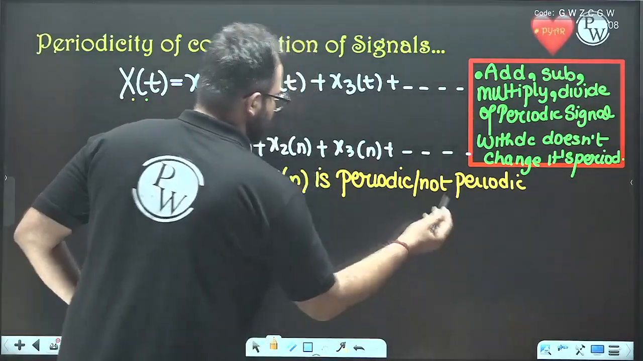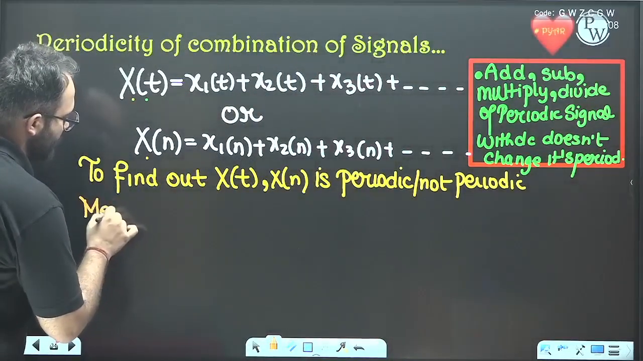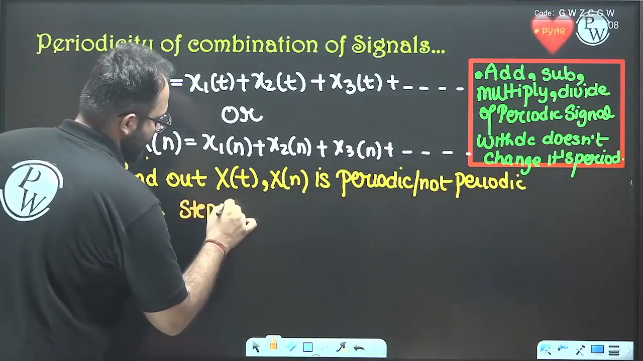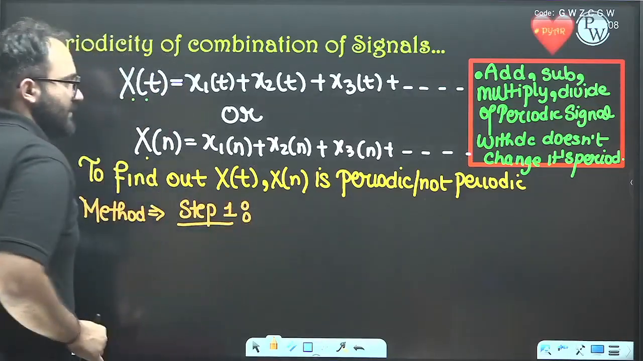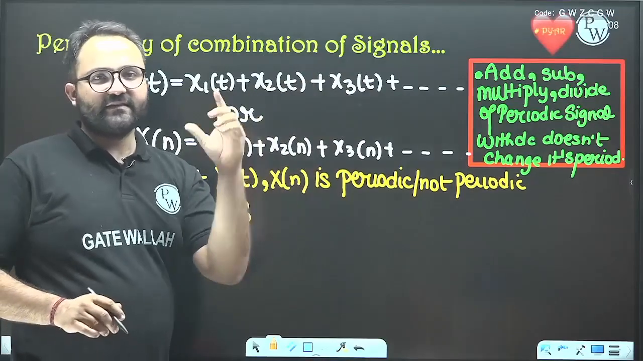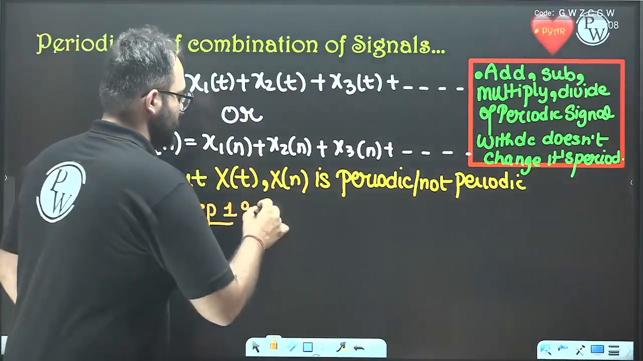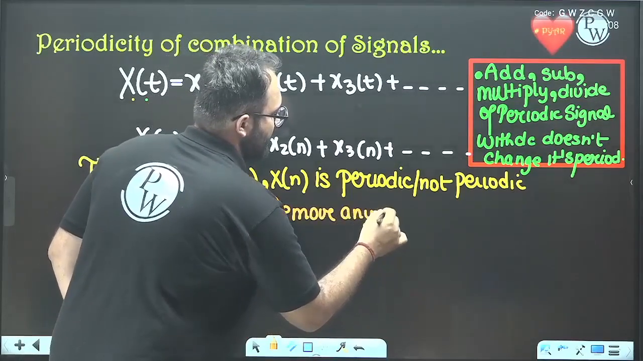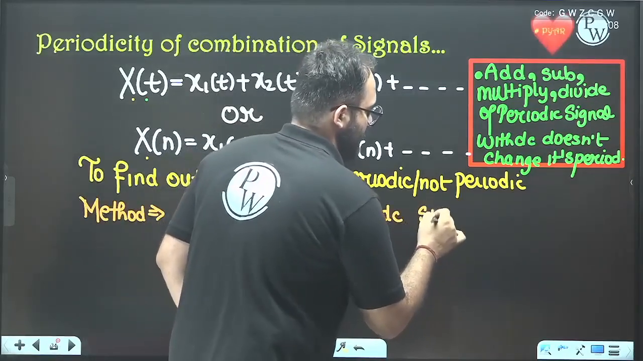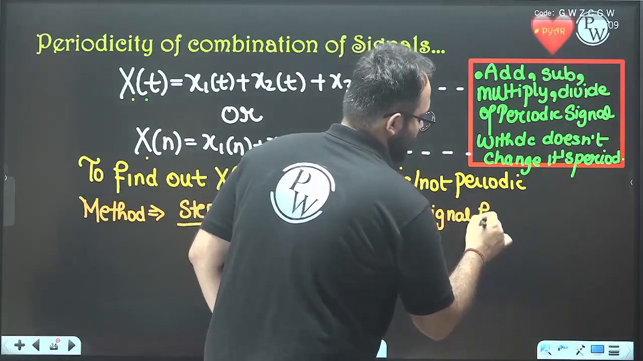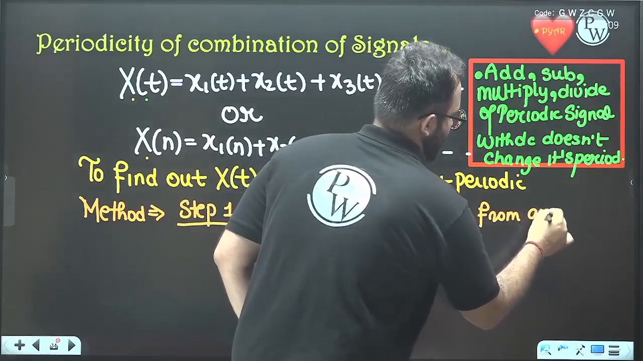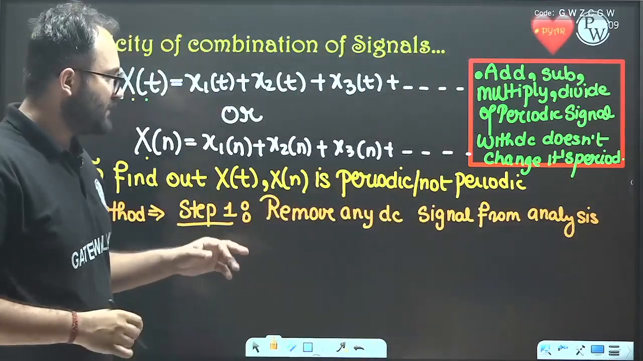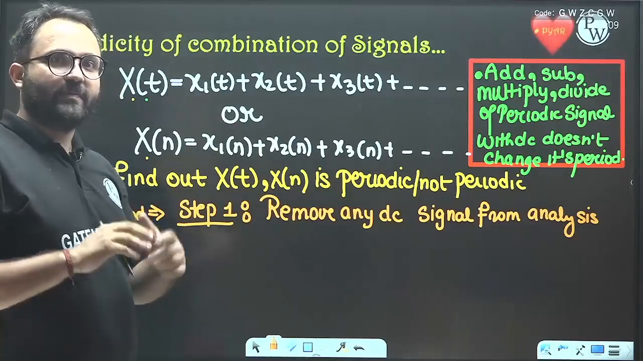So what is the method to solve it? There are a few steps that we will follow. Step number 1 is, if any of the individual signals is DC, we can remove it from the analysis. Remove any DC signal from the analysis if there is any, and find out the period of all the signals.